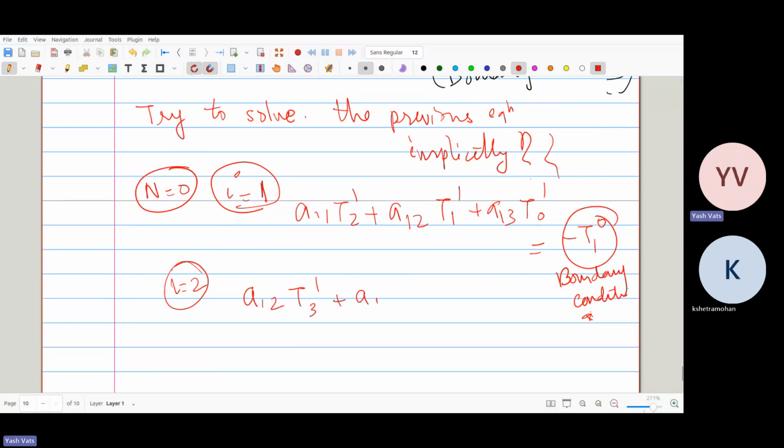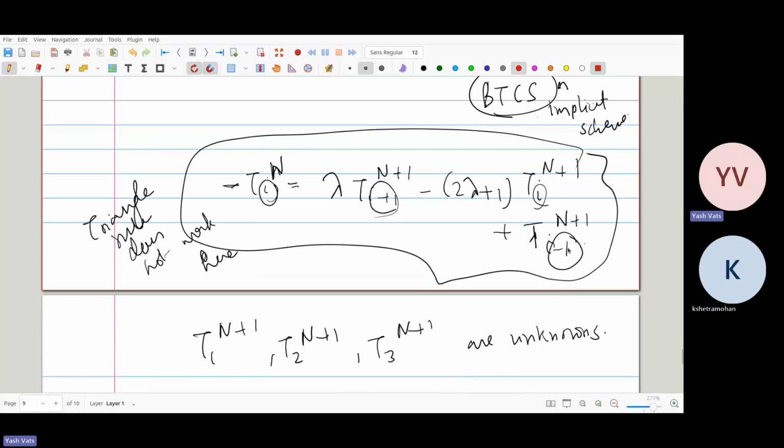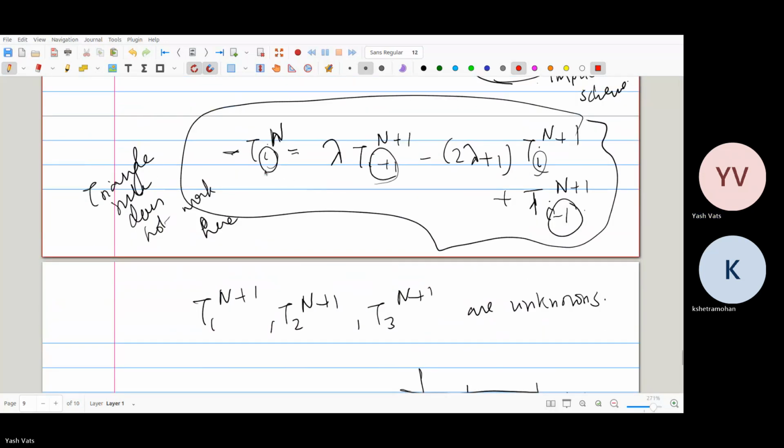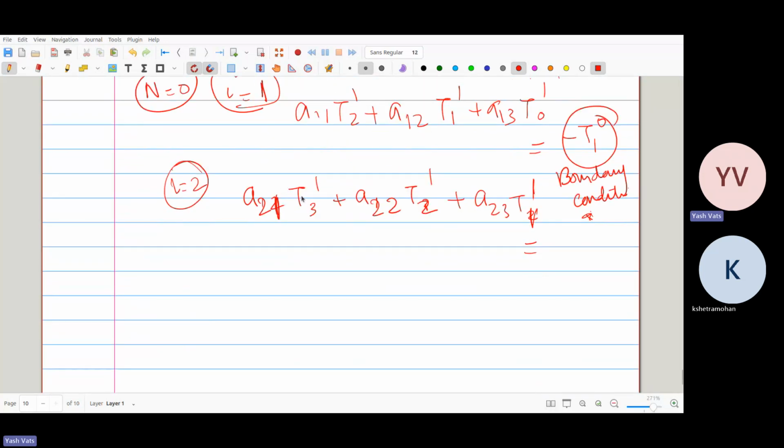T31 plus A1 A21. I just write second row second column. T21 plus A23 T2 T11, which is same as, what is this? T2 minus T. Okay, so i is 2 minus i T to 0. So that is again your boundary condition, right? So you know this value.